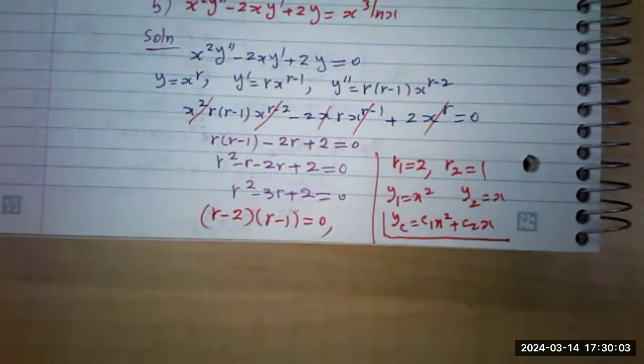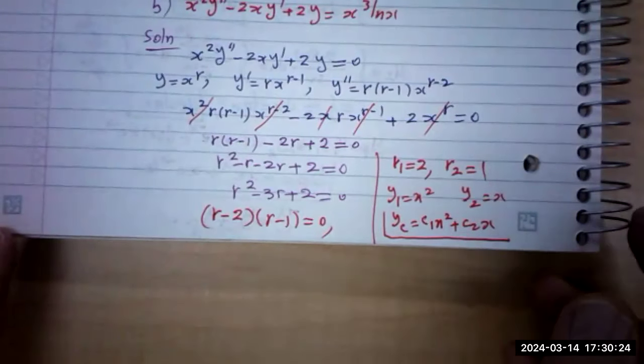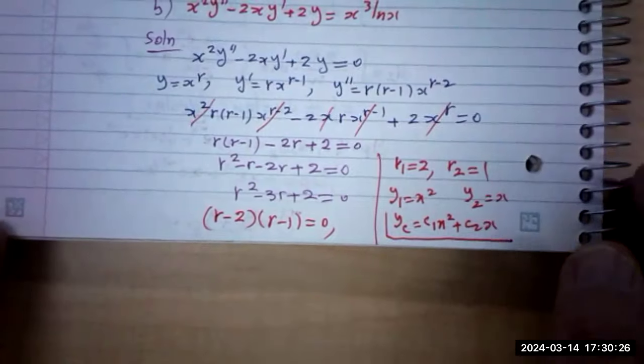Of course, we know that if a solution is repeated, the solutions are x to the r and x to the r ln x, depending on the given equation. But mostly when it's non-homogeneous, it's going to be just distinct real solutions, because otherwise it takes time. So that's the homogeneous one. Any question? Now you have to use the method of variation of parameters to find the yp.